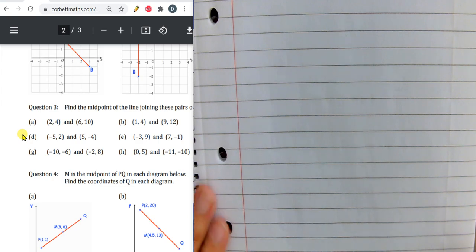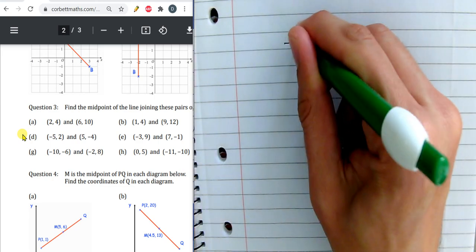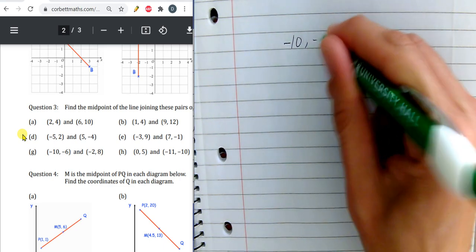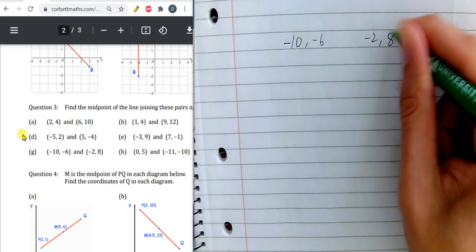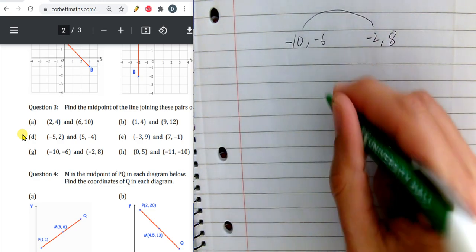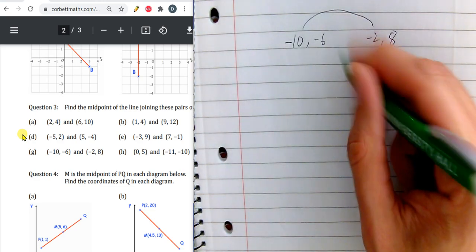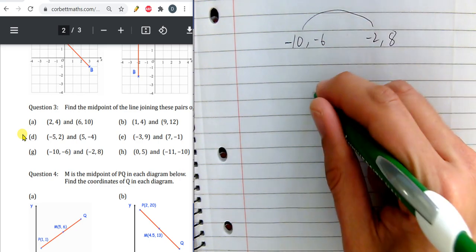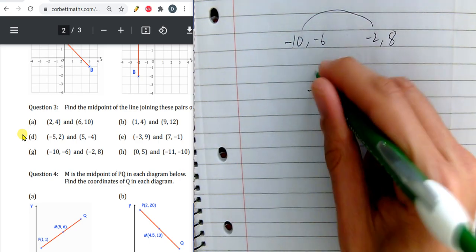Let's go to G. So again, slightly harder. We've got minus 10 and minus 6, and we've got minus 2 and 8. From minus 10 to minus 2, that's a jump of 8. Half of 8 is 4. So 4 plus minus 10, the smallest number, it's minus 6. That's my x value.